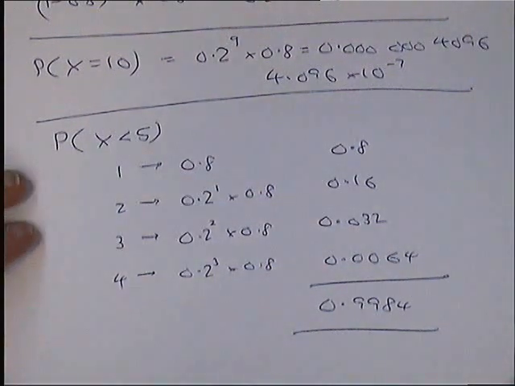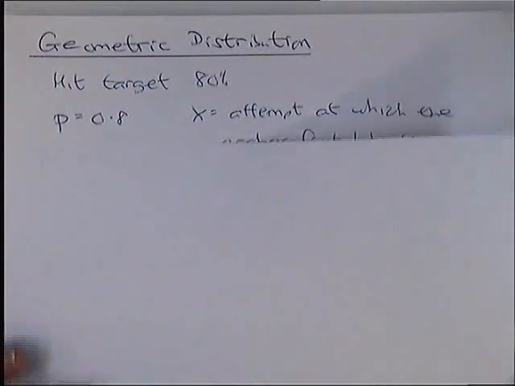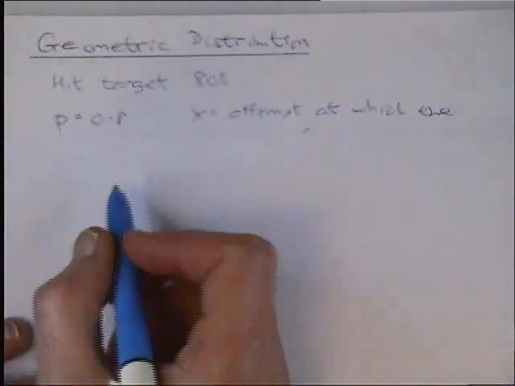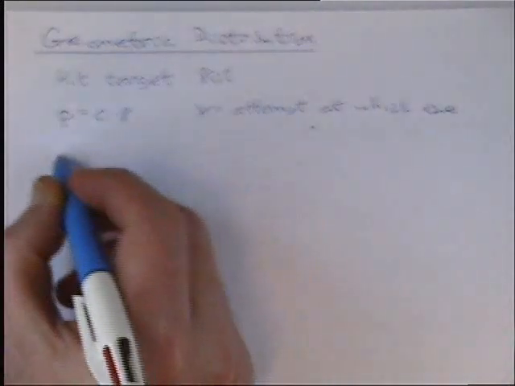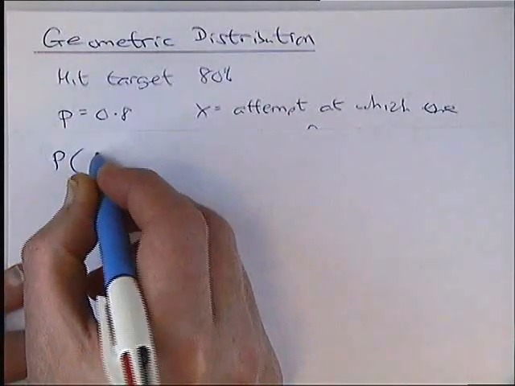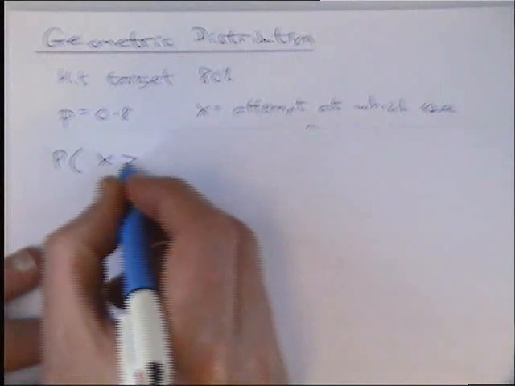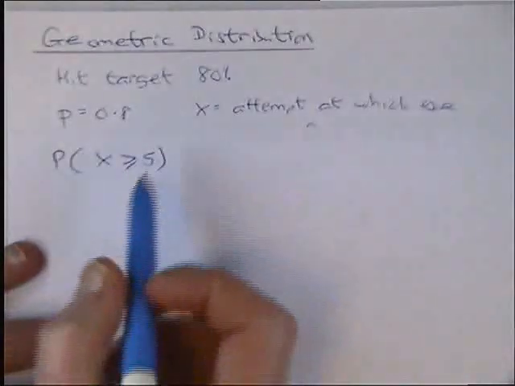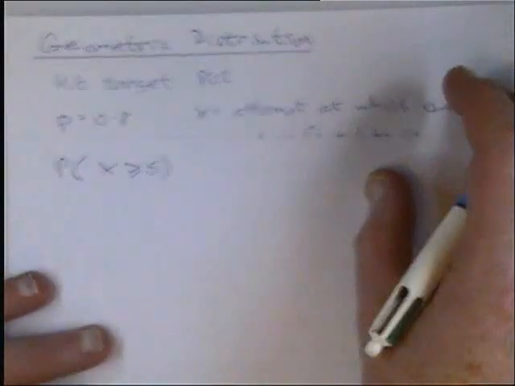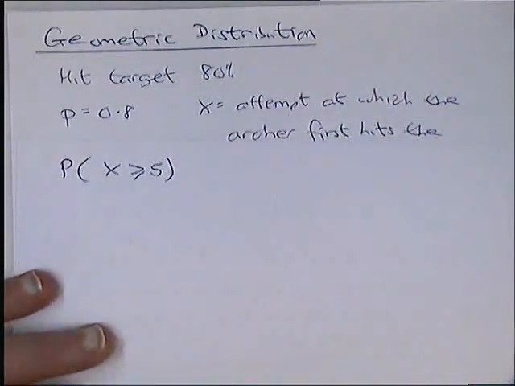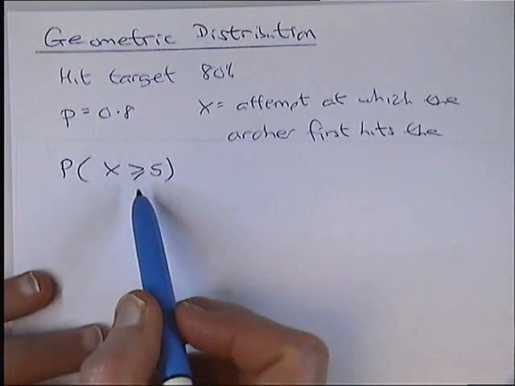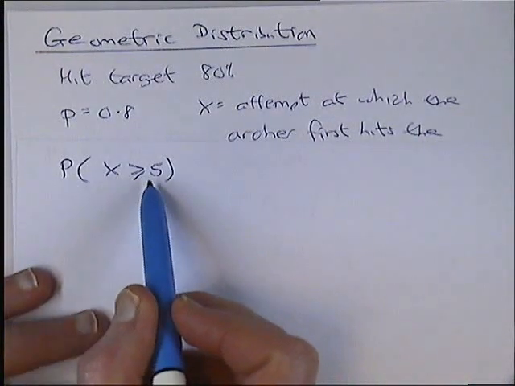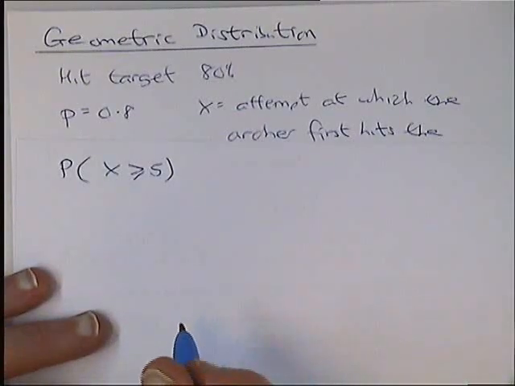The next question I want to look at, we're still basing it on the same archer, so we've still got a p-value of 0.8, but what if we want to know the probability he hits for the first time on his fifth throw or after his fifth throw? That will be x being greater than or equal to 5. His first success is on go number 5 or beyond.